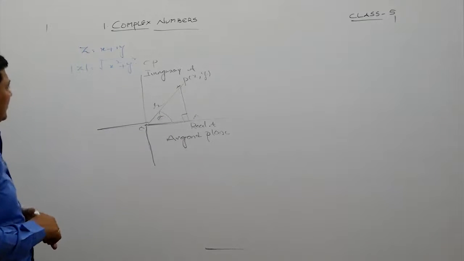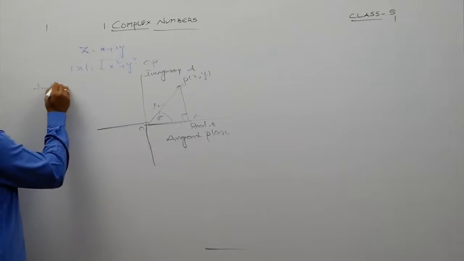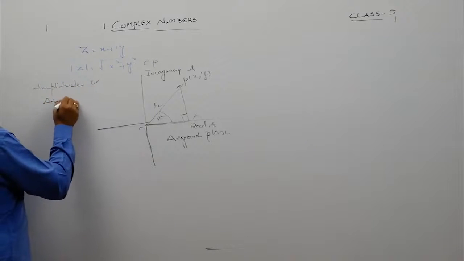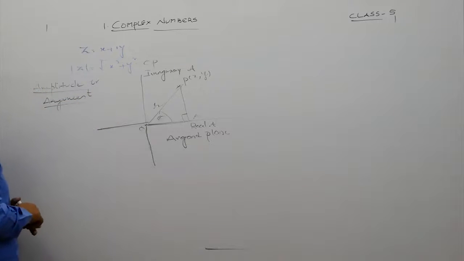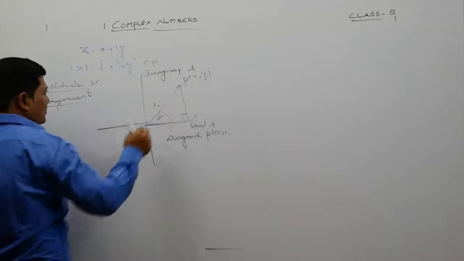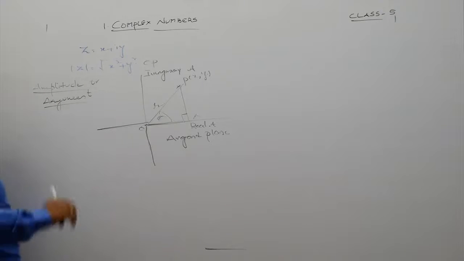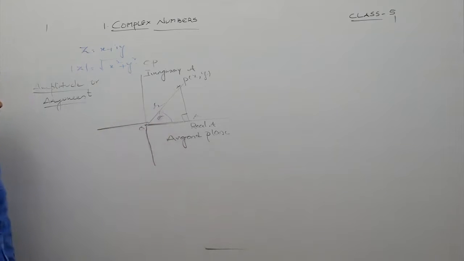Then this theta is called the amplitude or argument. And that r is nothing but the distance from the origin to the point. According to the position of the point, that r may extend up to infinity. And you can see this rotation is anti-clockwise, and we know that one rotation is equal to 2 pi radians, that is 360 degrees. So generally we write 0 less than or equal to theta less than or equal to 360 degrees.